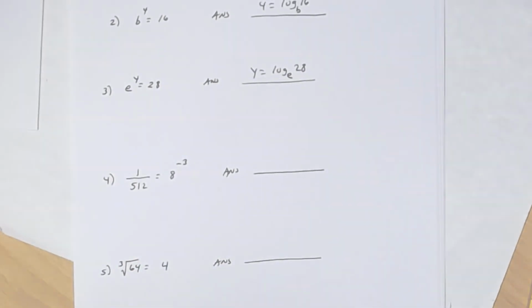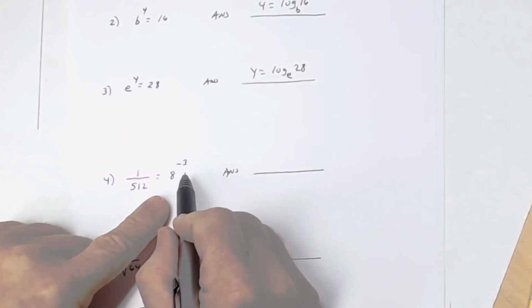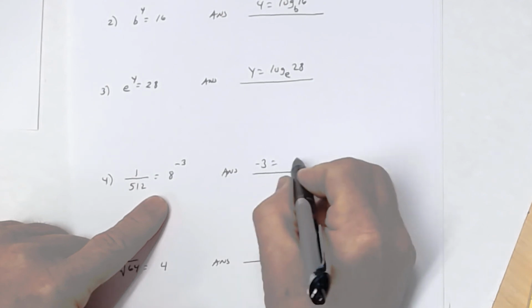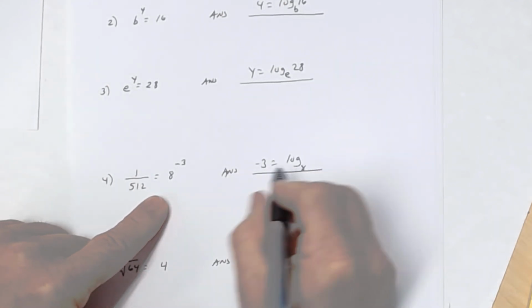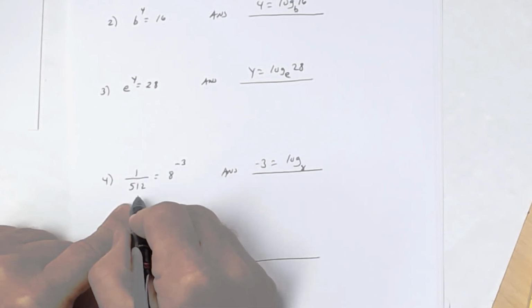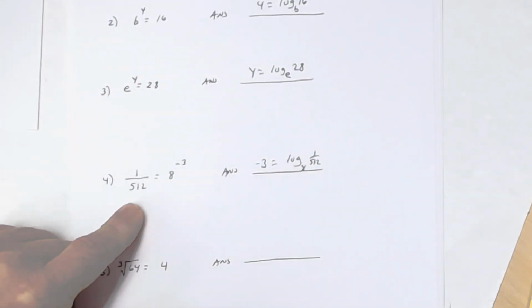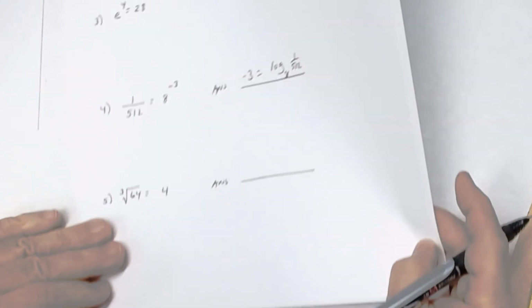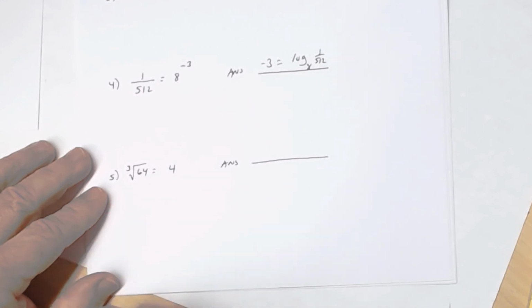Look for an exponent. So your exponent is negative 3. So you're going to say negative 3 equals log. Your base is 8. And then the only thing left over is 1 over 512, and that's your argument. And that's all you do. Very simple, right?